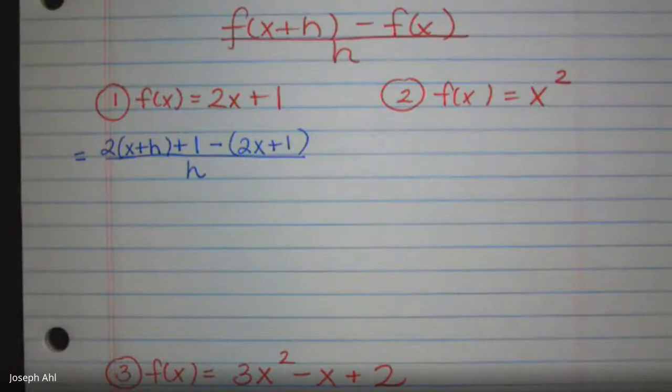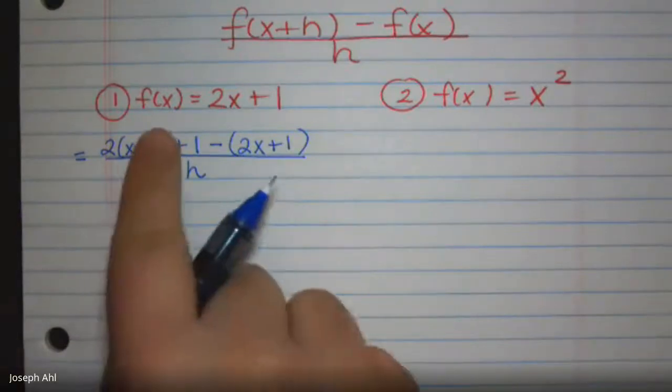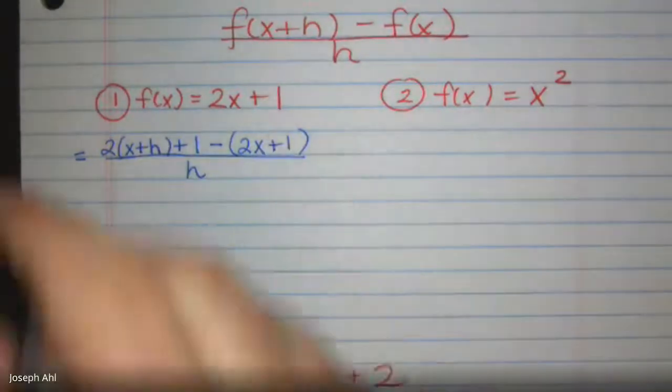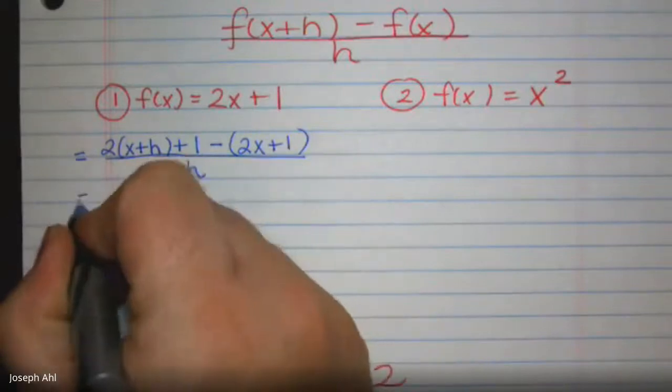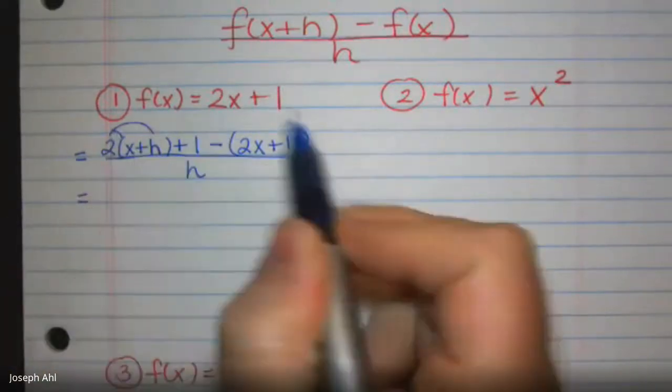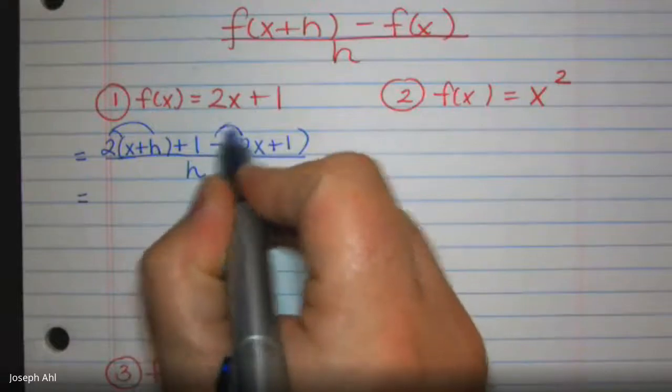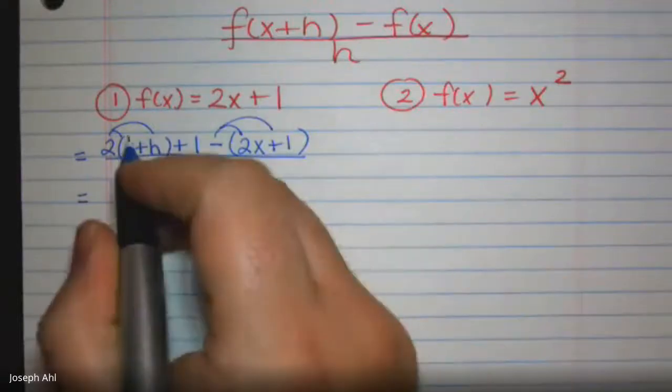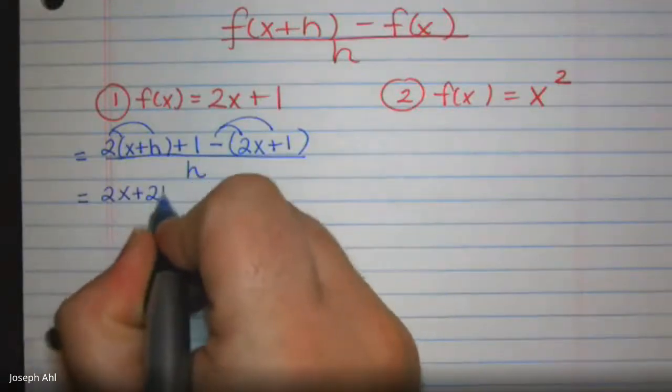So then from there, we're just going to do some algebraic simplifying. We've got to clean up what's in the numerator there and see what we have left over in the end. So I'm going to distribute the 2 here, and then I'm going to distribute the negative over here. So we get 2x plus 2h plus 1.